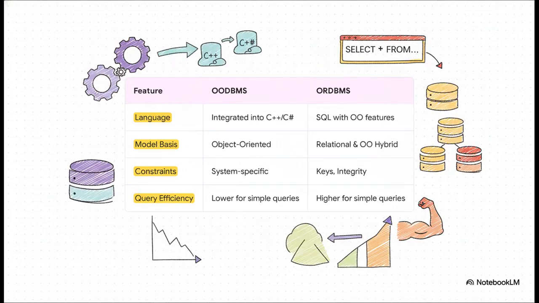And this comparison brings the real-world trade-offs into sharp focus. Take a look at the language row. ODBMS integrates right into languages like C++, which can make coding feel totally seamless for developers. But ORDBMS leverages the immense power and familiarity of SQL, and that is a massive advantage. And that leads us to the last row, query efficiency. For your simple table-based queries, the ORDBMS is almost always going to be faster and more efficient because, well, that's what its relational core was literally built to do.